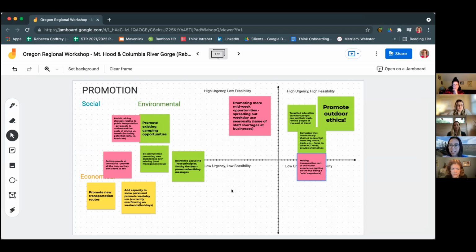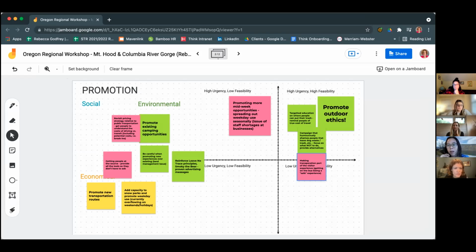We talked a lot about waste, both human and animal, and appropriate disposal. So we thought a lot about how we can get the word out. We talked about spreading that peak. Weekends are packed, weekdays not so much. Seasonality, let's see here.